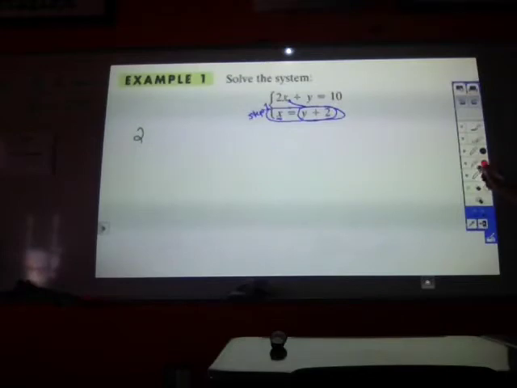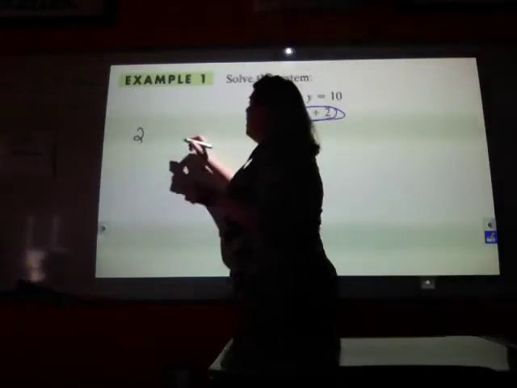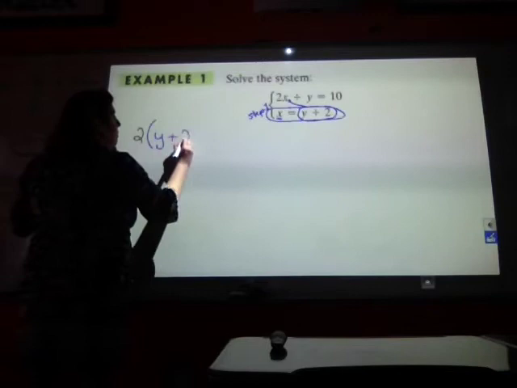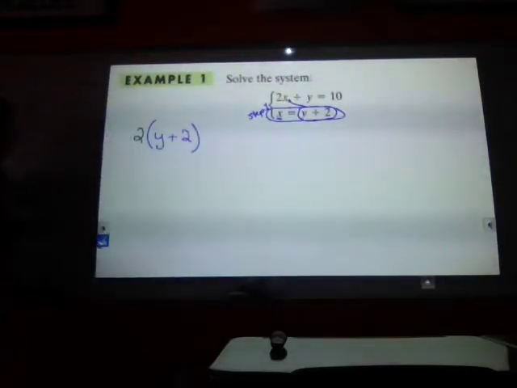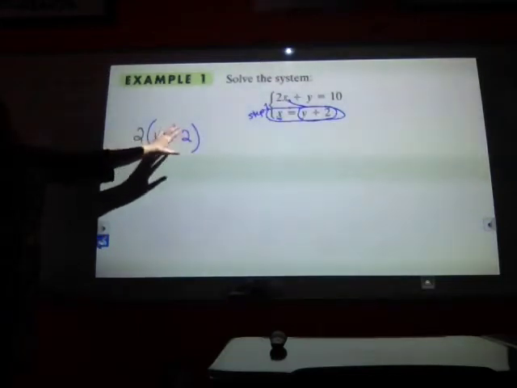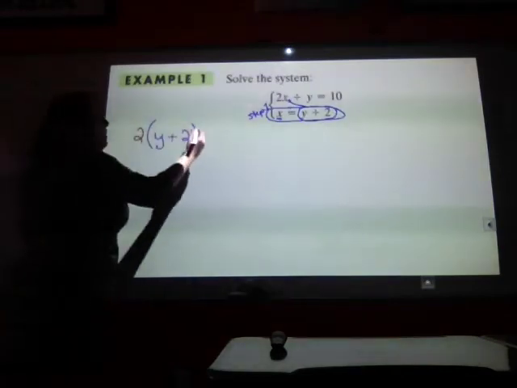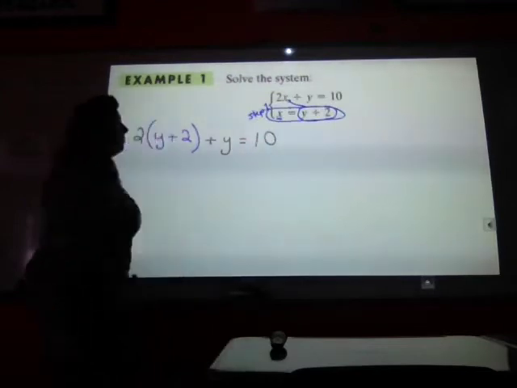How am I going to show that that whole thing goes in for x? Parentheses. So I got to put in parentheses my y plus 2. Now, is that the only thing that changes? Yeah, because that's the only thing I'm replacing. Everybody agree? So I'm going to keep my plus y, and I'm going to keep my 10.